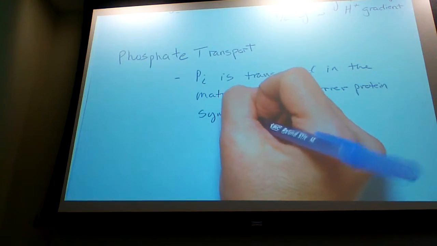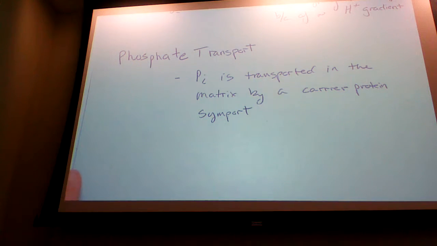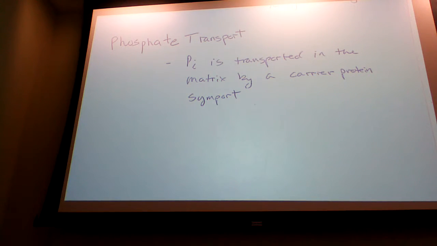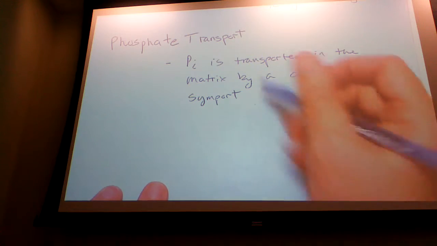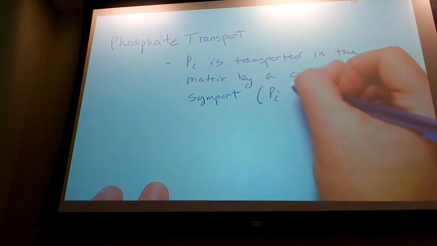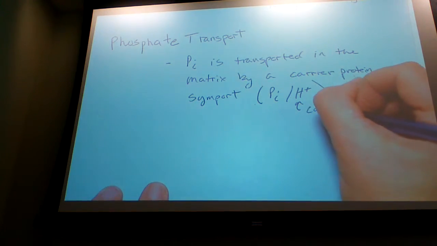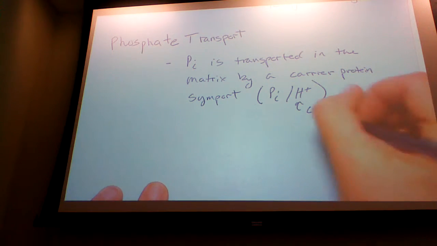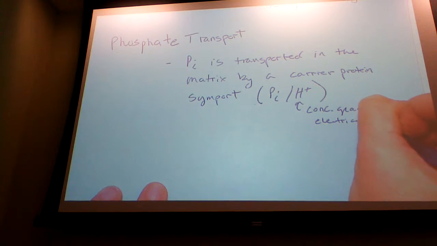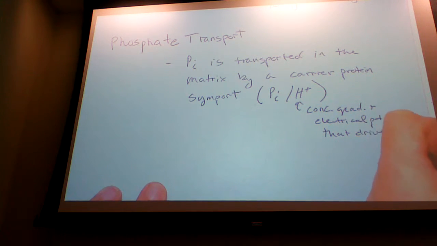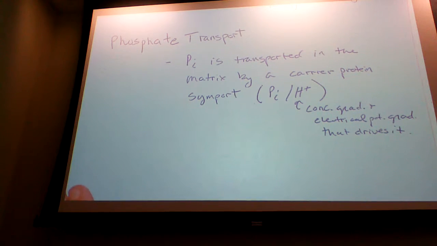Symport. So what do symports do? Doing two things at once, two things together. And what do I have a lot of in my intermembrane space that we just mentioned? Protons, yeah. So it transports inorganic phosphate with a proton, and again, it's going to be both a concentration gradient and an electrical potential gradient that drives it. And that way we can bring the phosphate in.